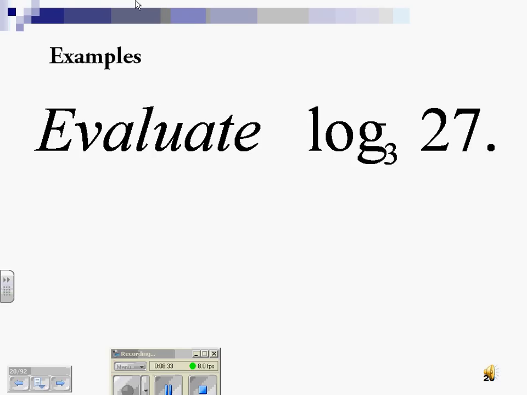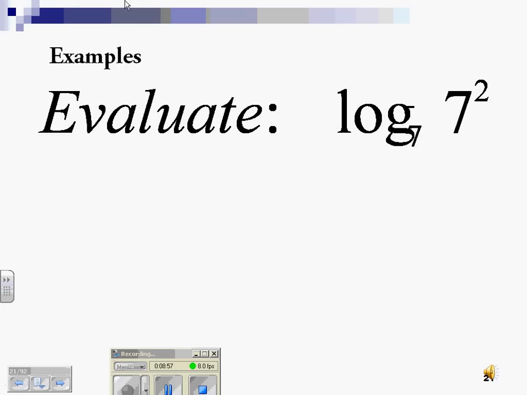Right, and you can be asked to evaluate, so it's the same idea. 3 to the some power has to equal 27. So 3 to the power has to equal 3 to the third, because 27 is 3 to the third. So therefore my answer is x equals 3. And one last example. 7 to the x has to equal 7 squared. So x has to equal 2.